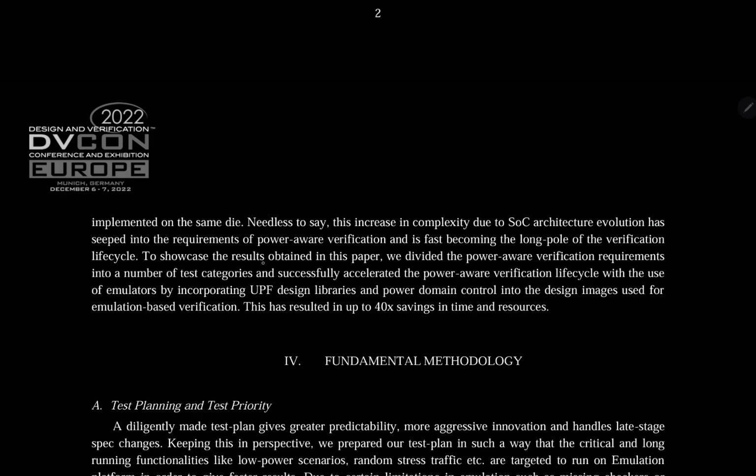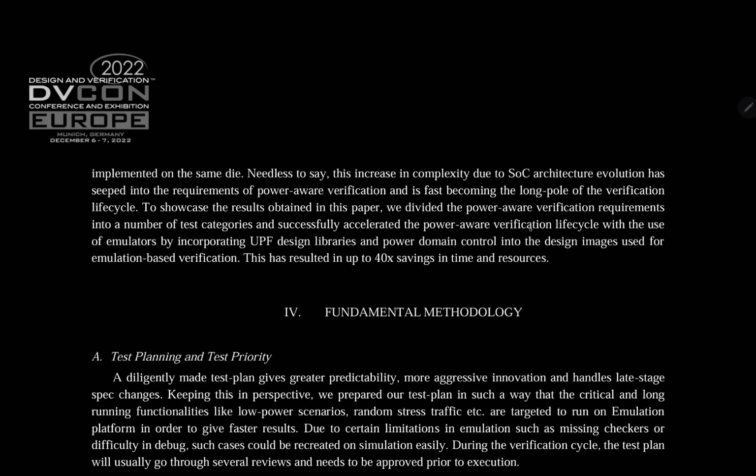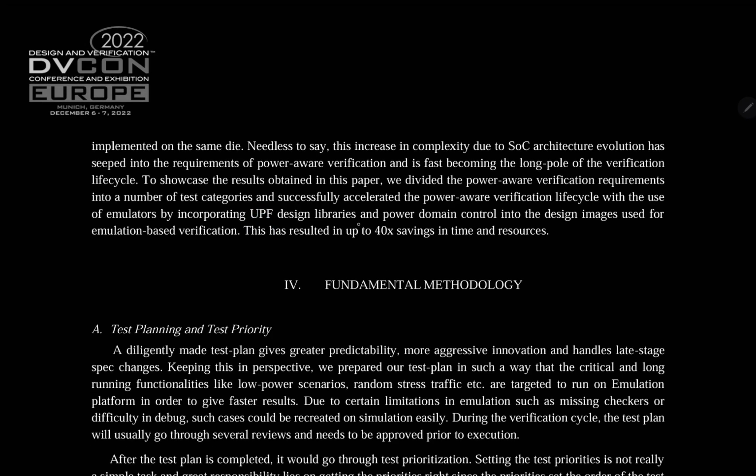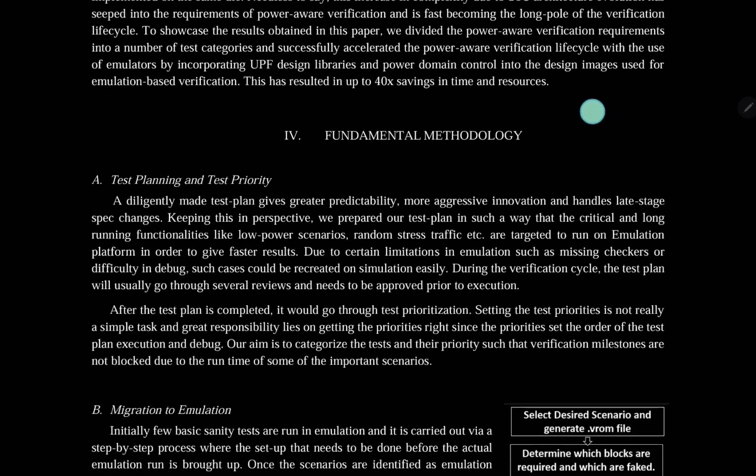To showcase the results obtained in this paper, we divided the power-aware verification requirements into a number of test categories and achieved a successful accelerated power-aware verification life cycle with the use of emulators, by incorporating UPF design libraries and power domain control into design images used for emulation-based verification. This has resulted in up to 40 times saving in time and resources.